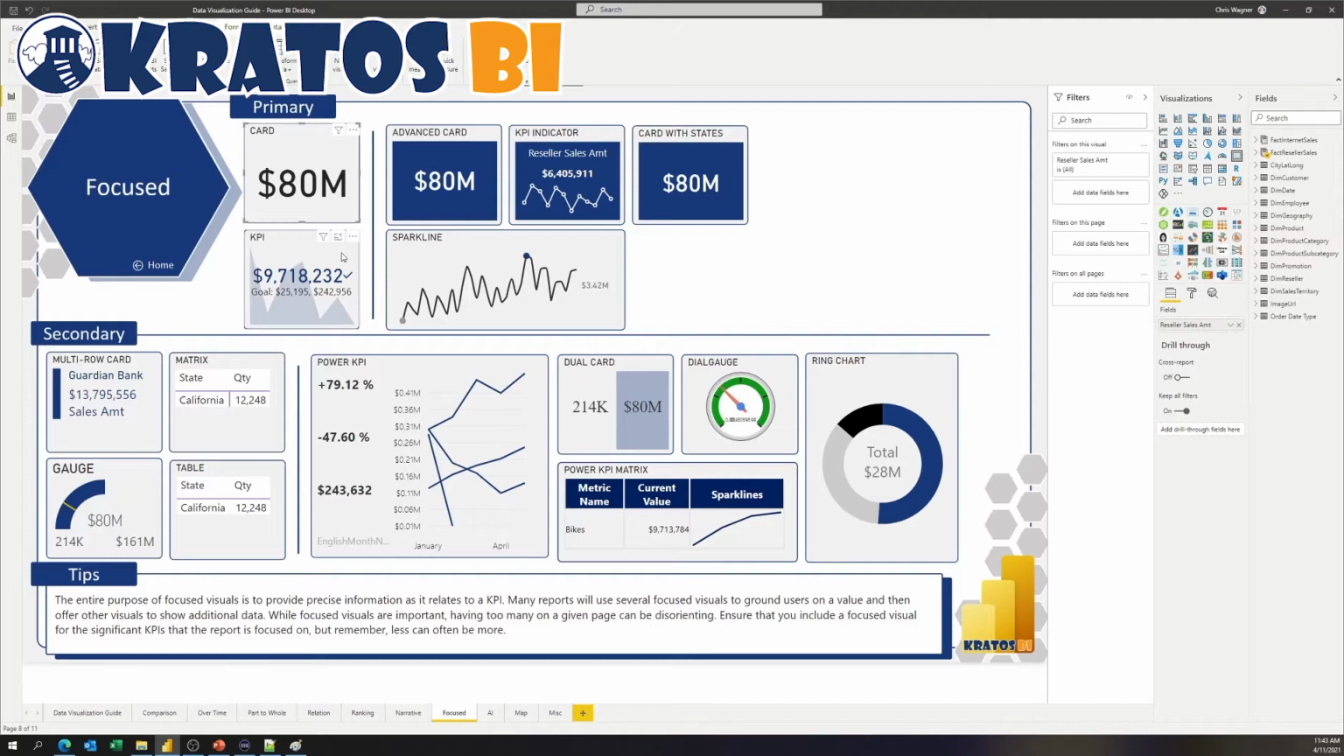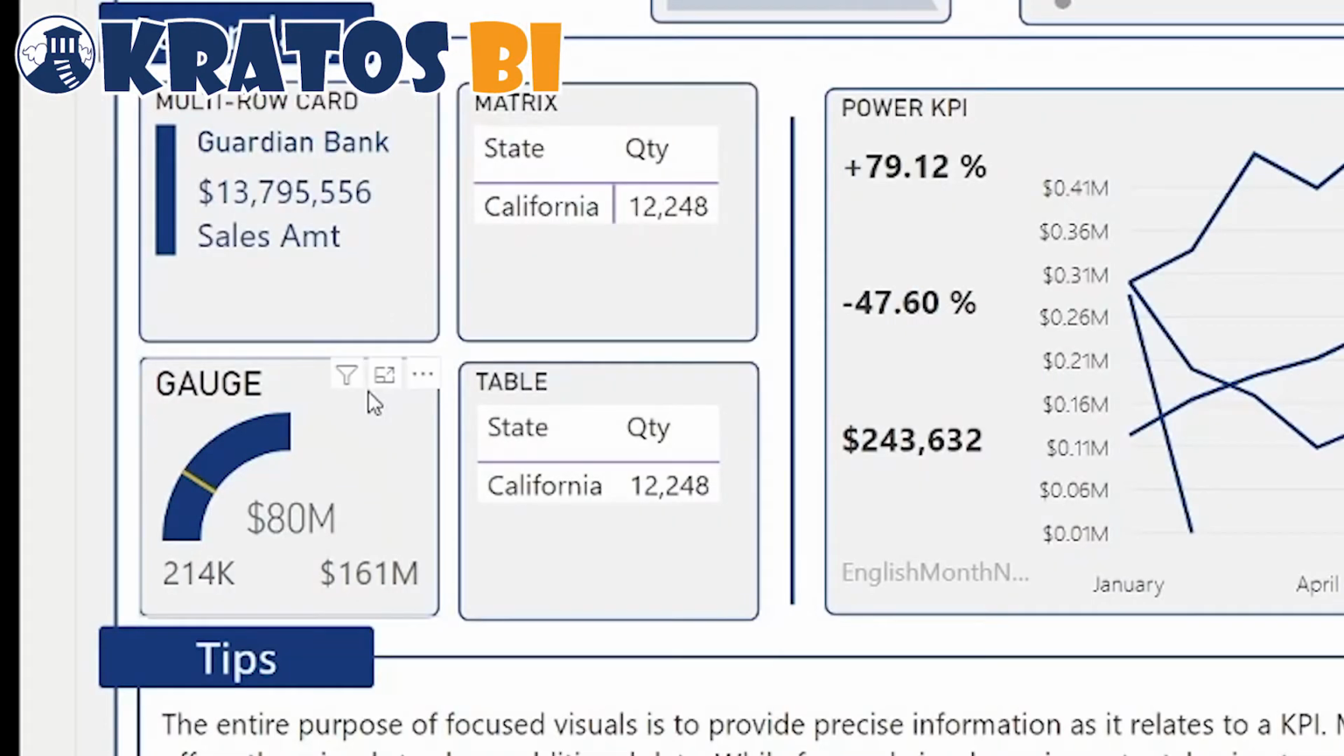Some other focused visuals that are out there are the advanced card and the card with states. These could be really helpful in different situations, especially in adding a little spice and a little more variety to a given page. As we start to get into other visuals, the gauge chart is very popular with people. I'm going to ask you to be reserved. It's not always appropriate to use a gauge chart. A lot of people gauge everything. That's not necessarily a great idea.